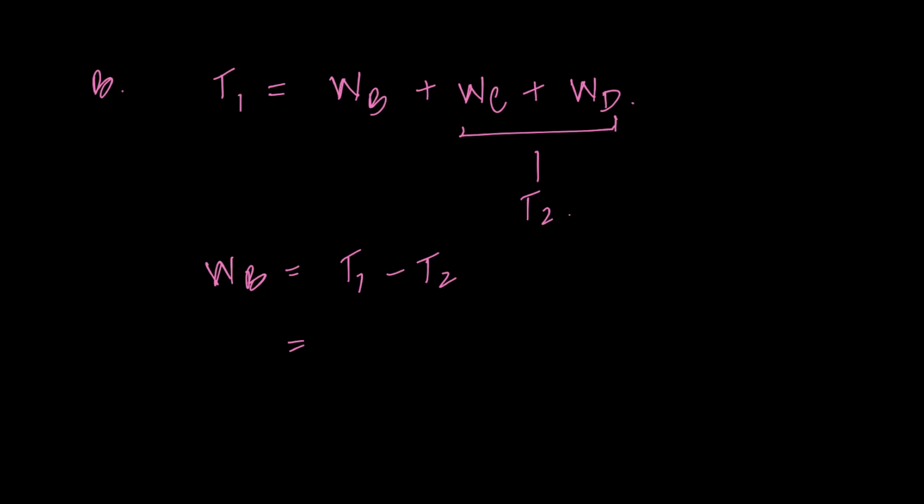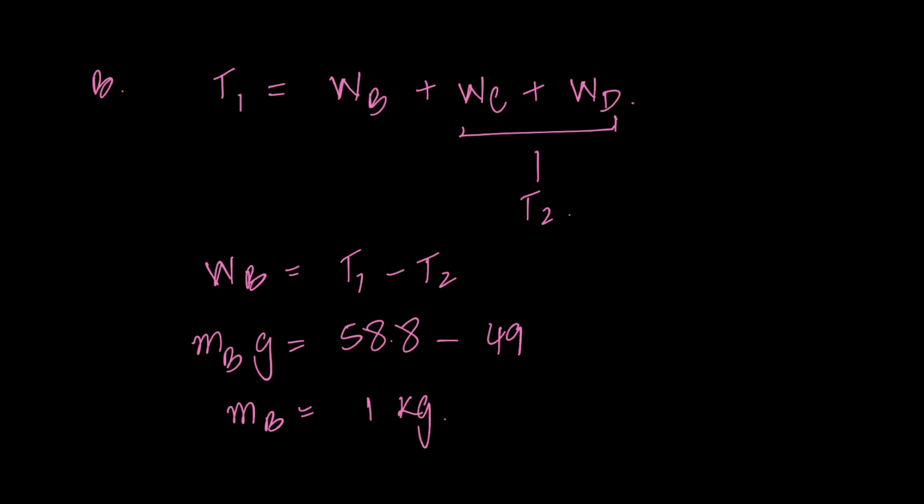And yeah, so T1 is 58.8 minus T2, which is 49. And this is MB times G. Mass of B will come out to be the result of this equation divided by 9.8. And that's one. This is 1 kilograms.